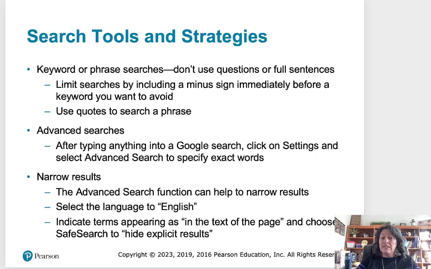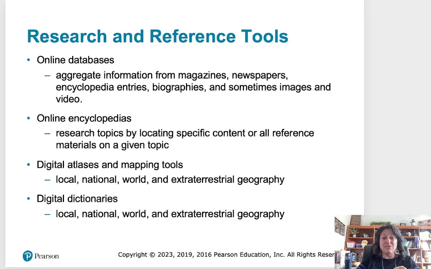Then there are also advanced search features. After typing anything in a Google search, you can click on settings and then select advanced search to specify exact words that you're looking for. You can also use that advanced search function to help you narrow results. So you can select that they'll only pull up results that are in English, or indicate terms as appearing in the text of the page, or choose safe search, because that's going to hide any sort of explicit results.